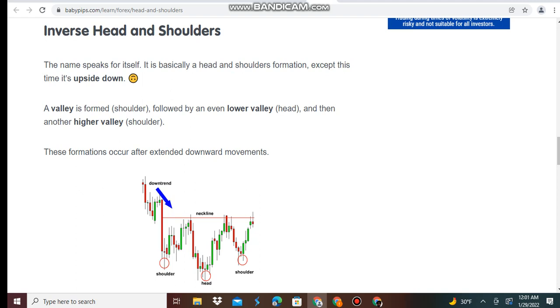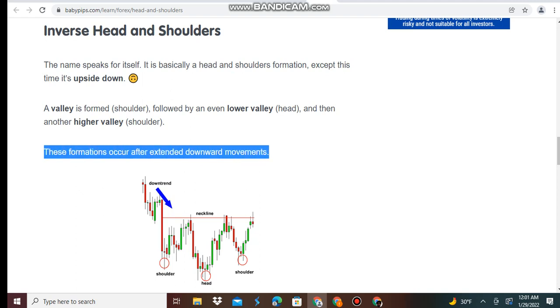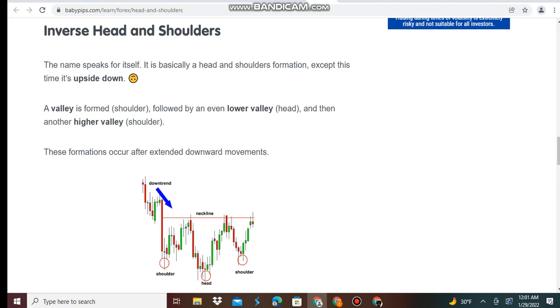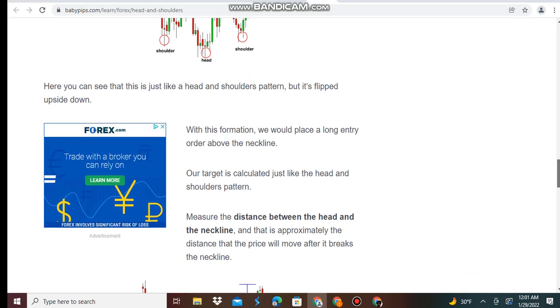All right, so these formations occur after extended downwards movement. You'll see the inverse head and shoulder, and I'll show you that in the market right now. The valley will form a shoulder, followed by an even lower valley forming a head, and then another higher valley forming another shoulder. So I'll call inverse head and shoulder patterns the triple candlestick pattern.